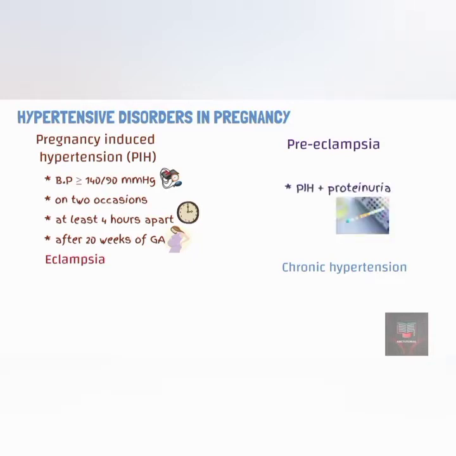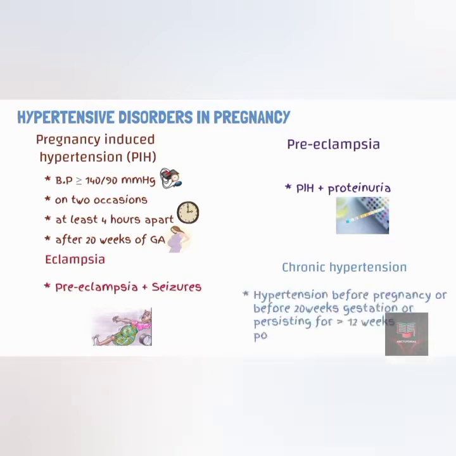If a woman with preeclampsia develops seizures, she is said to have developed eclampsia, which means eclampsia occurs when a woman with preeclampsia develops seizures, most often generalized tonic-clonic convulsions. Chronic hypertension is defined when the hypertension develops before pregnancy or before the 20th week of gestational age, or if the hypertension persists beyond 12 weeks after delivery.